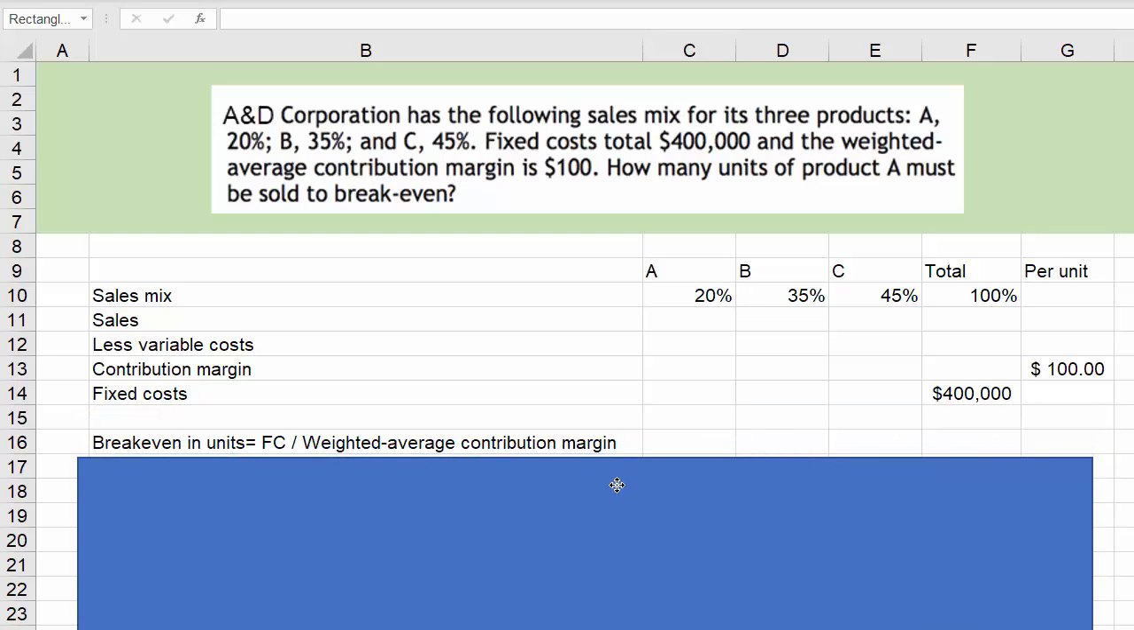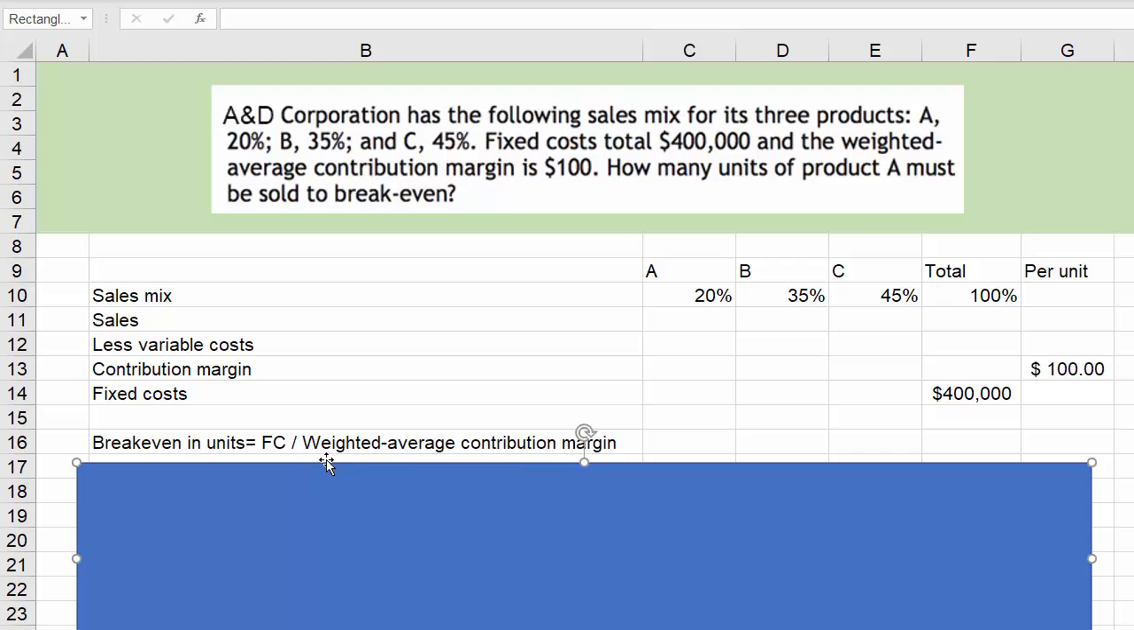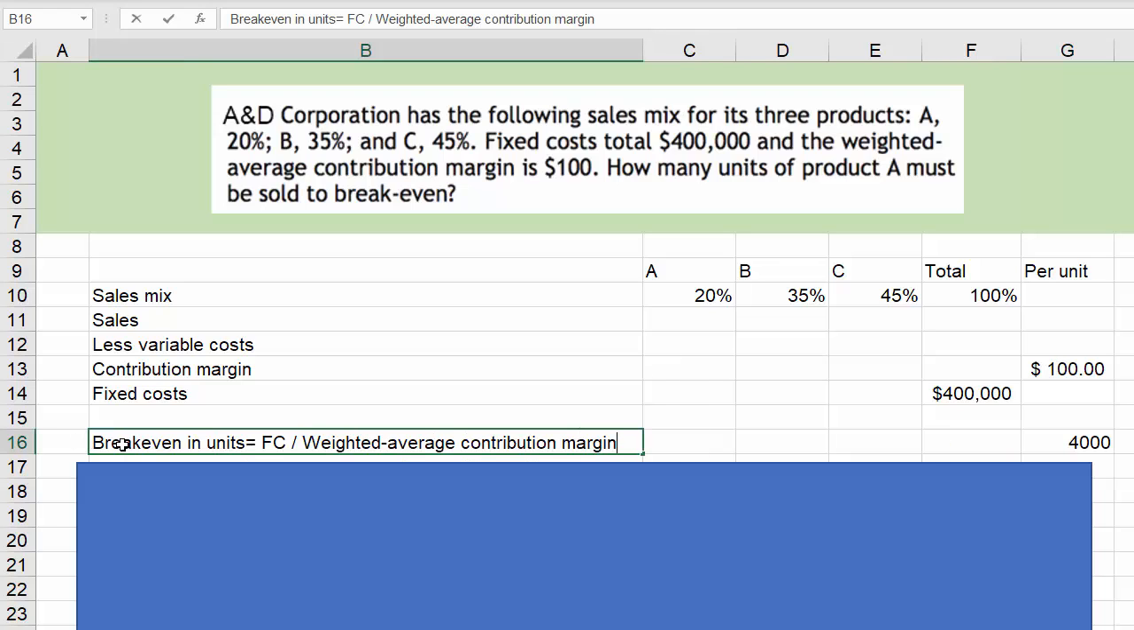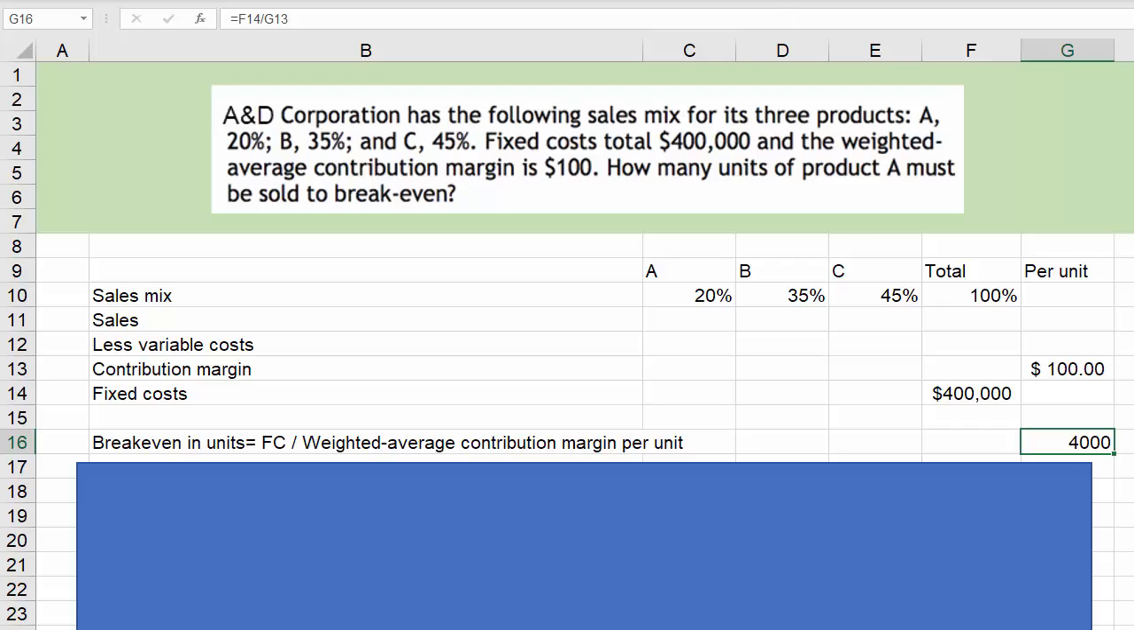Well, the formula for break even in units is fixed cost divided by weighted average contribution margin. So if we calculate break even in units, and I'll do it over here using Excel, we would take the fixed cost and divide it by the weighted average contribution margin, and that should say per unit. Let me add that in here. You can determine break even as a percentage of total or in units. And so what we come up with is 4,000 units. And we know that that's break even for the mix of products that we sold.